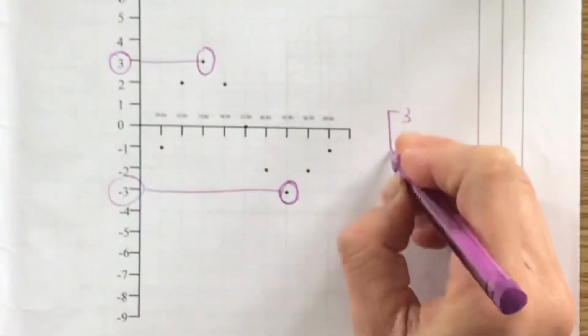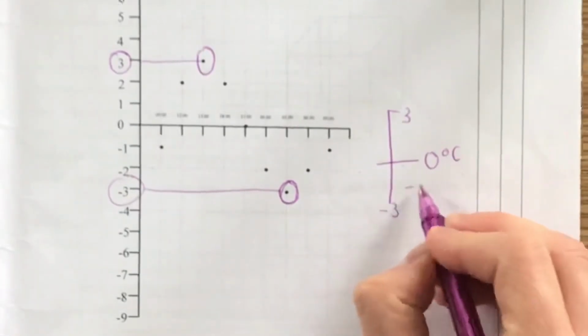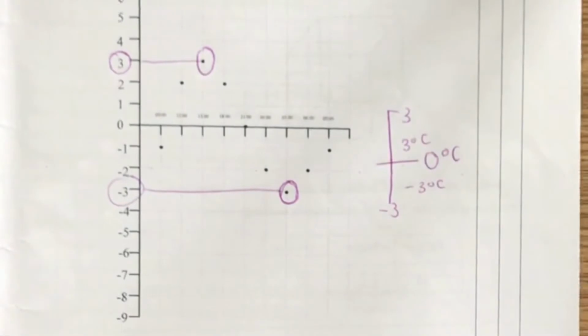Okay, so think about your thermometer. Your 0 comes in the middle. So from here to here is 3 degrees. From here to here is 3 degrees. So the difference between the two temperatures is to add those two together. 3 plus 3 gives you 6.